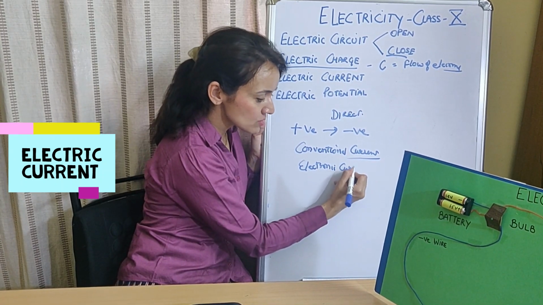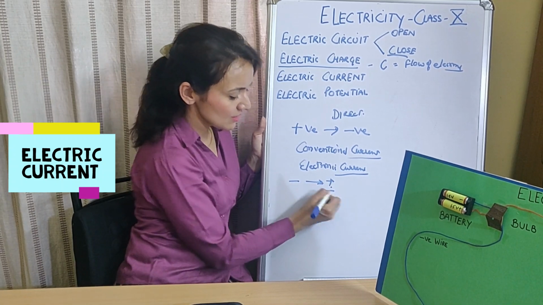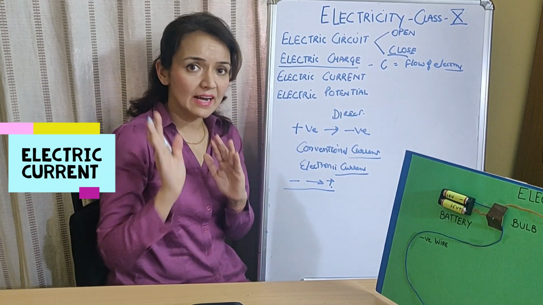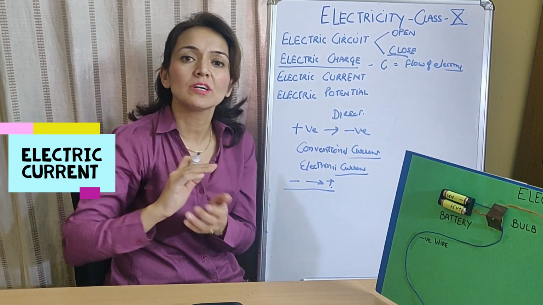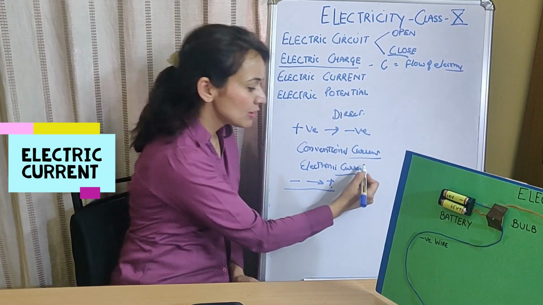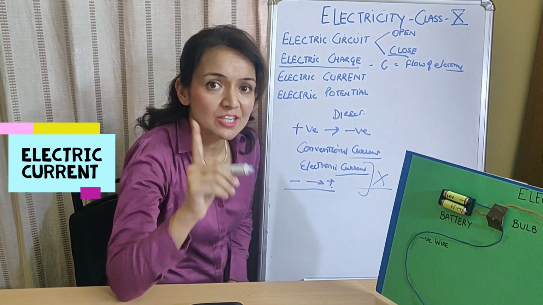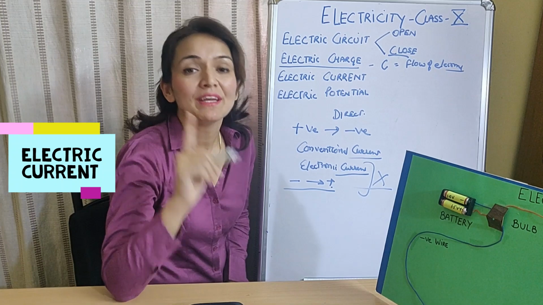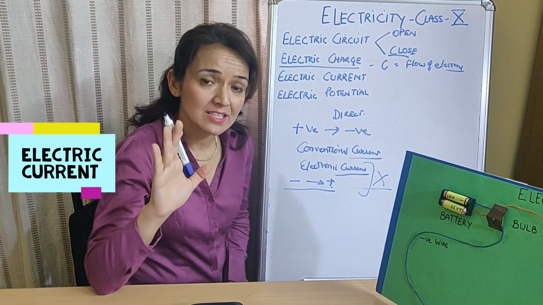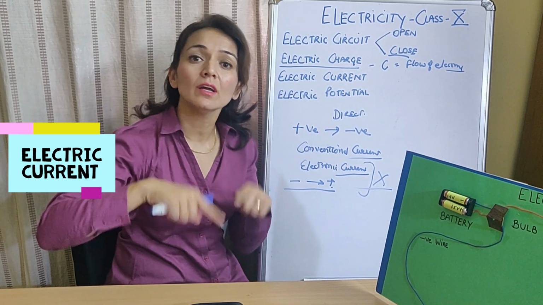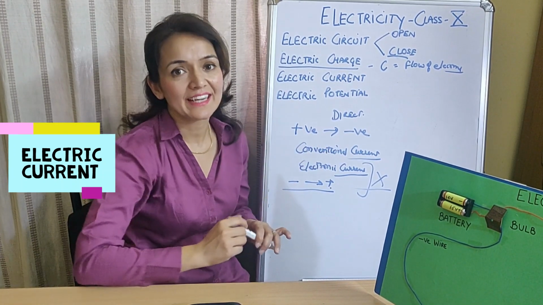Though we do not use it, electronic current is from negative to positive. Why? Because electrons are negatively charged. So negatively charged electrons are moving towards positively charged. But we will not use it. Why? Because when current was introduced, at that time, electrons were not introduced. So that's why from that day till today, we are using current direction from positive to negative.